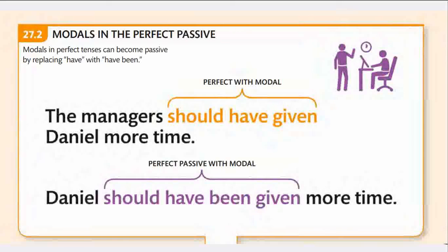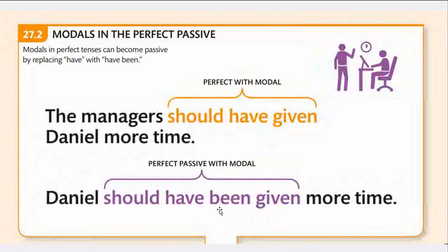The second pointer that we have is modals in the perfect passive. Modals in perfect tense can become passive by replacing have with have been. This is a very simple pointer. The managers should have given Daniel more time. Should have given is perfect tense with modal.